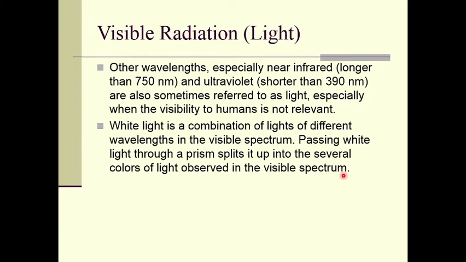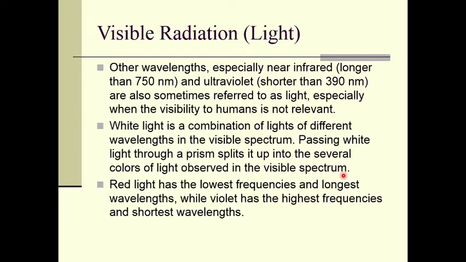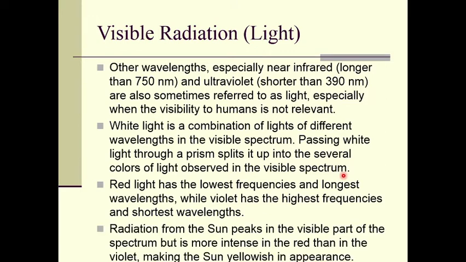White light is a combination of light of different wavelengths in the visible spectrum. Passing white light through a prism splits it up into several colors of light observed in the visible spectrum. Red light has the lowest frequencies and the longest wavelengths, while violet has the highest frequencies and shortest wavelengths. Radiation from the sun peaks in the visible part of the spectrum, but it's more intense in the red than in the violet, making the sun yellowish in appearance.